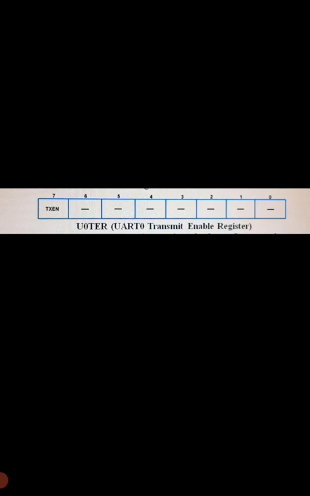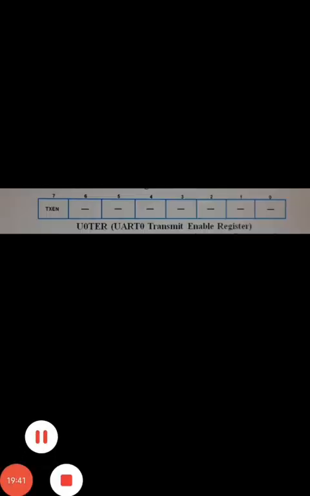Bit number 7 is the TXEN. When TXEN is 0, the transmission is disabled, and when TXEN is 1, the transmission is enabled. If this bit is cleared to 0 while a character is being sent, the transmission of that character is completed, but no further characters are sent until the bit is set again.